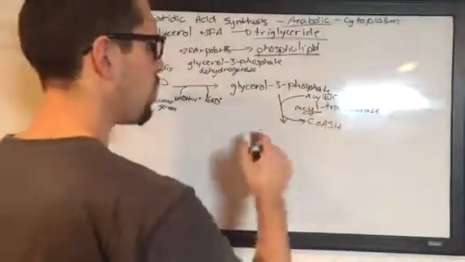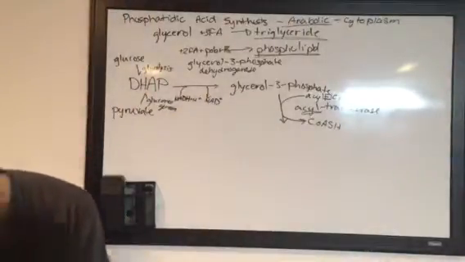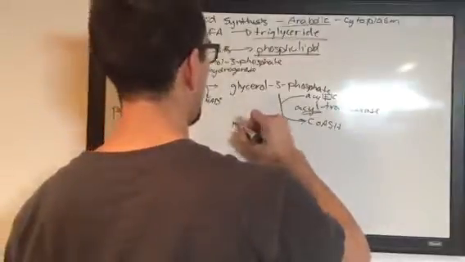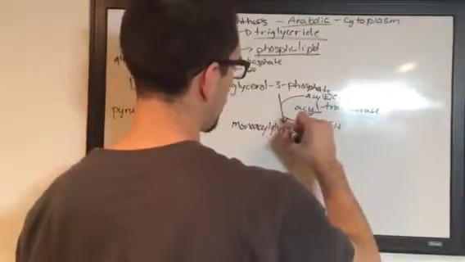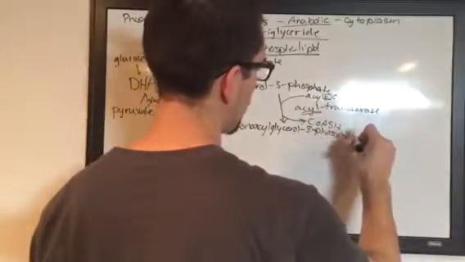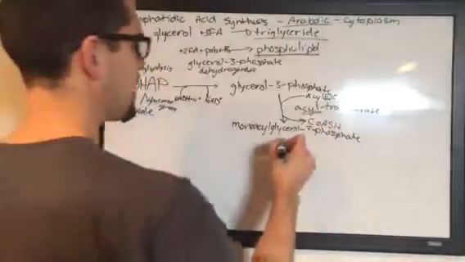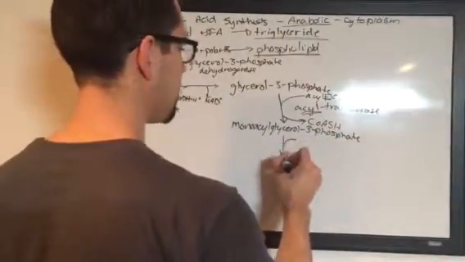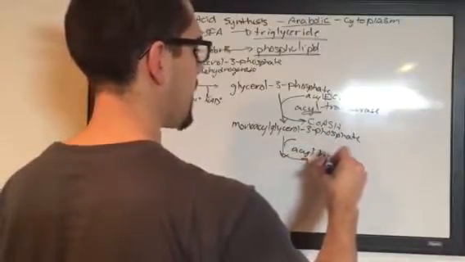So what we're going to be doing here is we're going to be making monoacyl glycerol. That's right, good. We're going to be making monoacyl glycerol 3-phosphate, which is a mouthful and a half. What's going to happen next is this is going to happen basically in the exact same way with the exact same enzyme a second time.